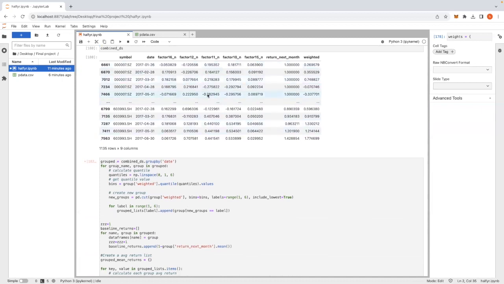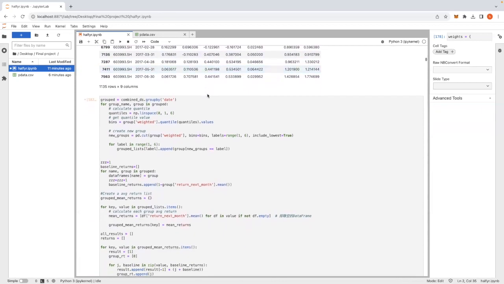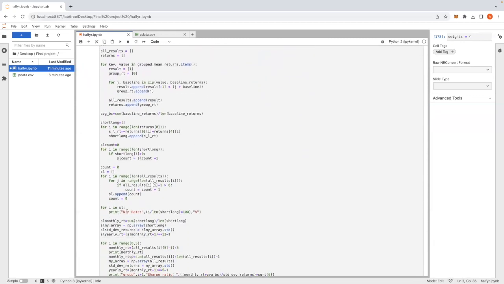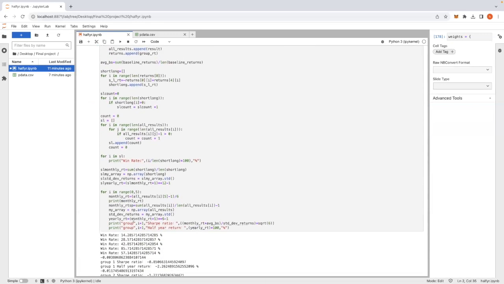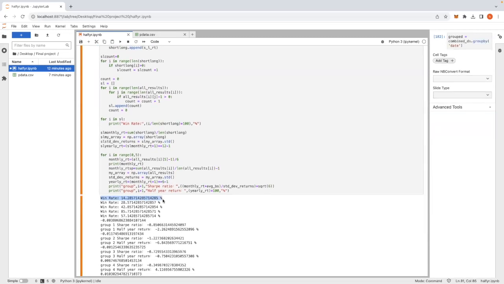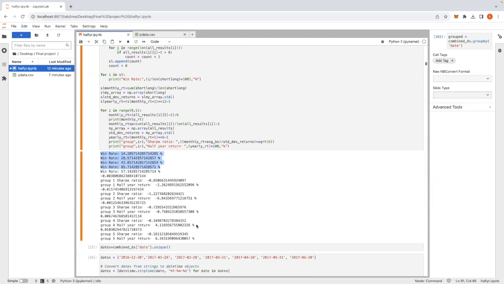Here's what I do. With all those, I calculate the win rate, the Sharpe ratio, and the half-year return. So the win rate of each group, you can see from the smallest factor group, it's 14%, and the biggest factor is 57%, and the second biggest factor is 85%. That one is very significant.